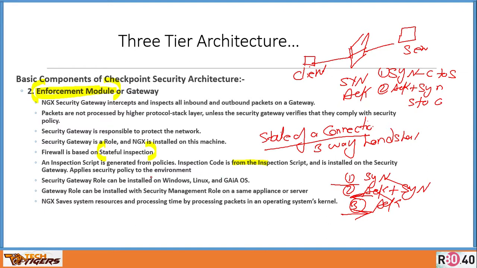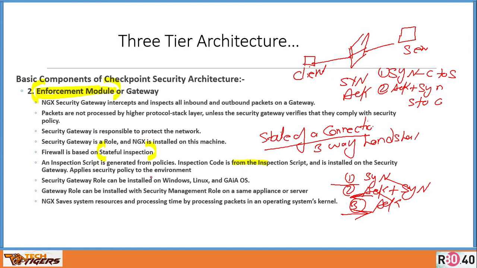Now the security gateway role can be installed on Windows, on Linux, on Splat, or maybe the GAiA platform. It can also be installed on a server where the Smart Center server is installed, or it can be installed as a dedicated role. It all depends on what type of deployment method you choose.